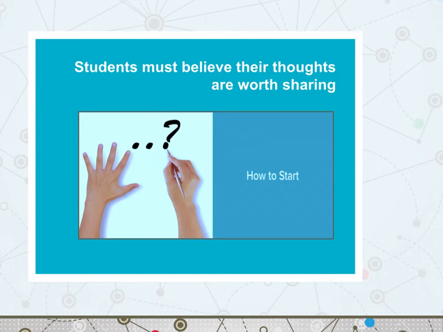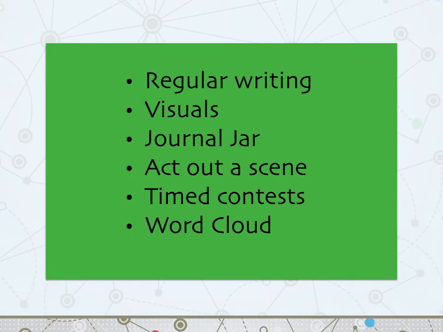And this is where you can have a lot of fun with your students, especially as you observe their creativity starting to flow. So let's take a look at a few techniques. Now, I want to look at 6 today. The first one is regular writing. And by that, I just mean get your students in the habit of writing every day, or at least every few days. Using visuals. You know, visuals are a great way to stimulate writing. I have something called a journal jar that I'll share with you. Act out a scene. That's always a great way to get an idea for writing. Something that I call time contests. And then something new that you may not know about called a word cloud.